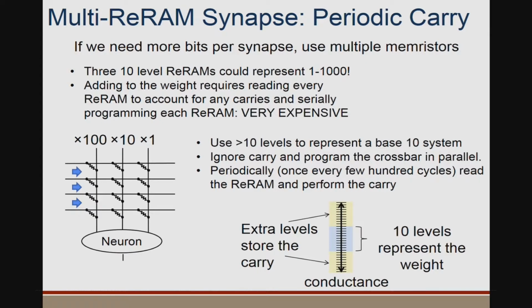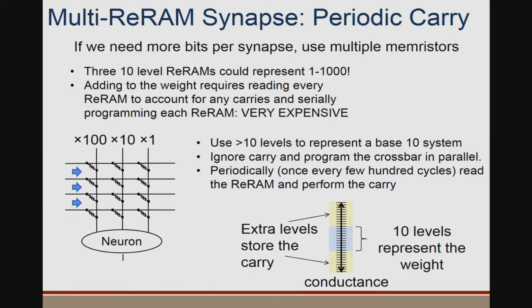So how do we get around that? There's a couple of things. One is, now that we have the simulation framework, we can start looking at new algorithms that can take advantage of these devices. And so one idea is that, well, if we need more levels, let's just use more devices per synapse. Now, ideally, we'd want to use something like a base 10 system. So you could have 10 devices representing 1 through 1,000.